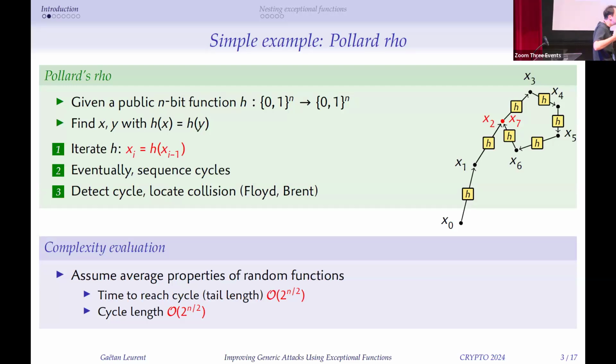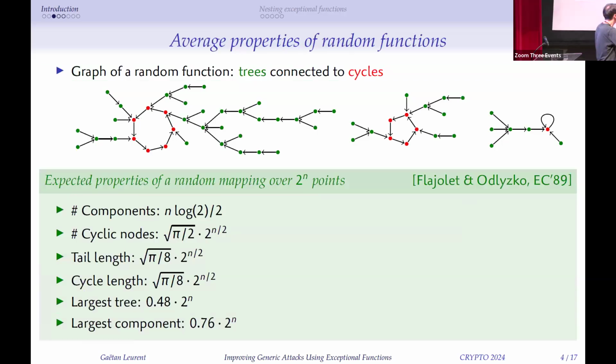This is a reasonable assumption because if h is very far from random, then you have other issues than generic attacks. In fact, the properties of random functions have been very widely studied, in particular by mathematicians. What we usually do is look at the graph, the same idea as in Pollard rho. We consider the function as a graph, with an edge between the input and the output. We know that there are cycles in this graph, several of them, and there are trees connected to the cycles.